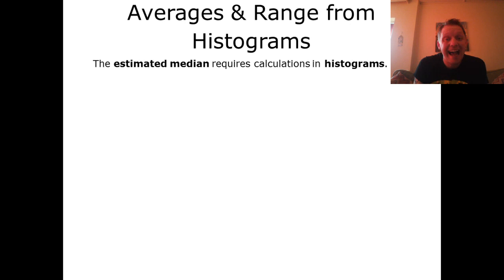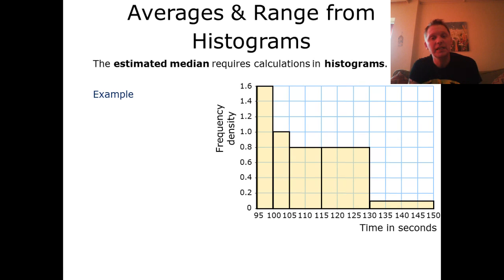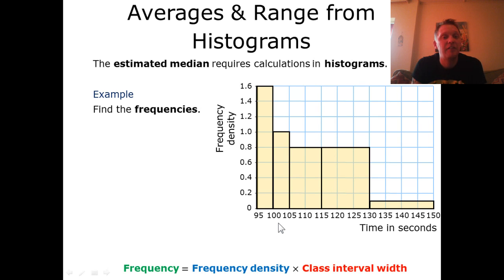Now we're going to be looking at our estimated median. Now we've got the same problem. First thing that we need to do is find the frequencies of each bar, and to do that we are going to be taking our frequency density and multiplying that by our class interval width. So we got 8, which is 1.6 times our interval of 5, 8, 12 and 2. Now I'm going to add these together, that gives me 35.